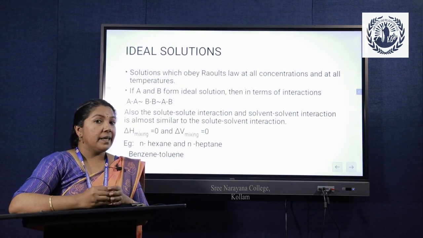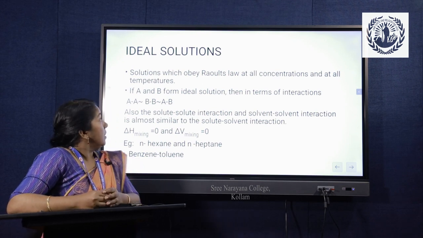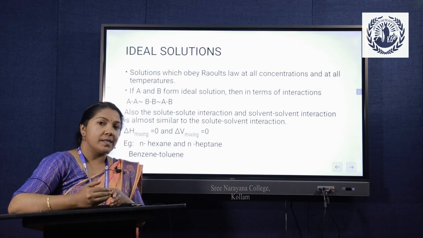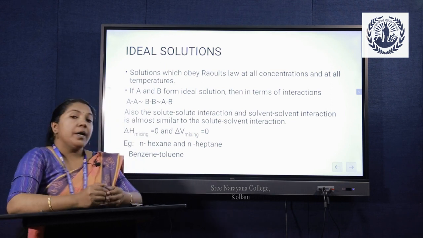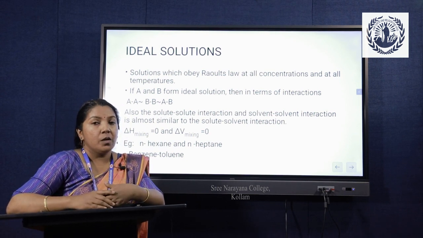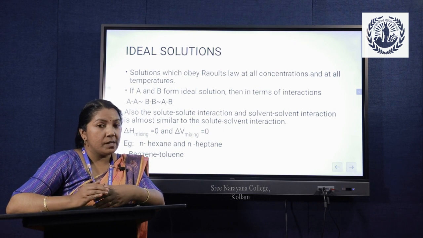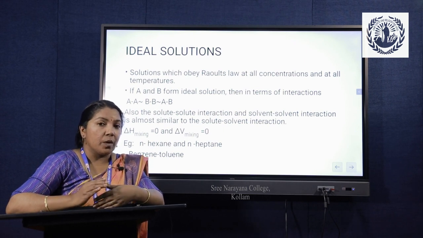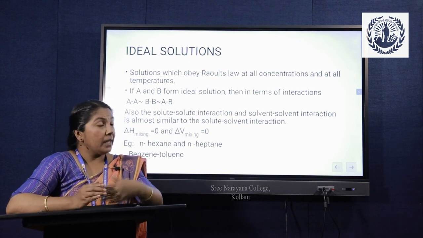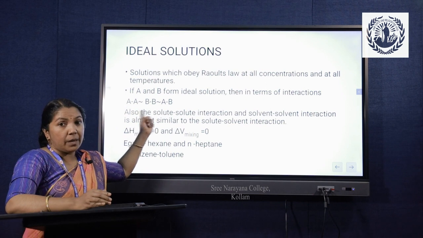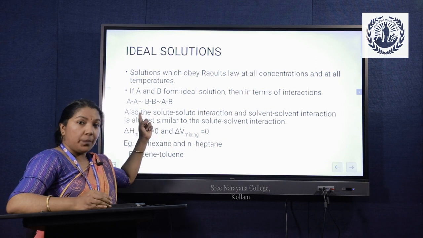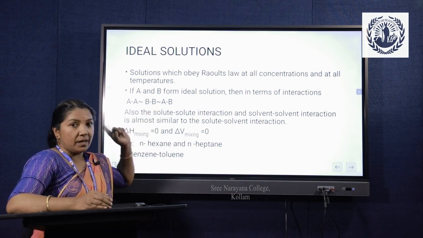Now let us discuss in detail the ideal solutions. These are solutions which obey Raoult's law at all concentrations and temperatures. In order to form an ideal solution, the mixing components should have identical structures. In this type of solution, the interaction between identical molecules and non-identical molecules must be of equal strength. If A is one type of solvent and B is another type of solvent, the AA interaction is approximately the same as the BB interaction, which is again the same as the AB interaction.